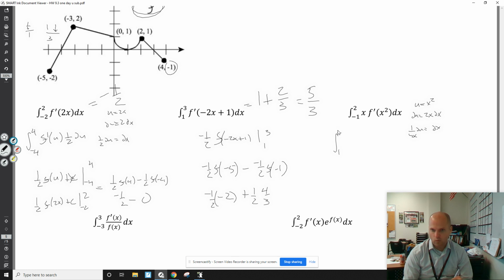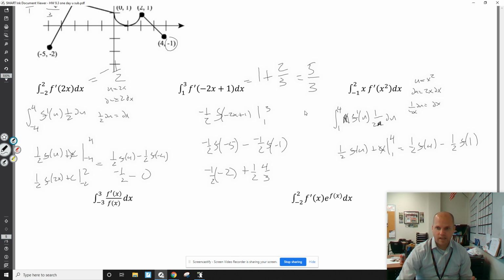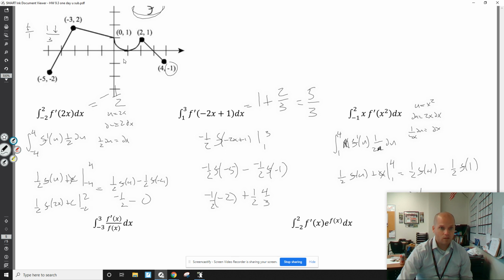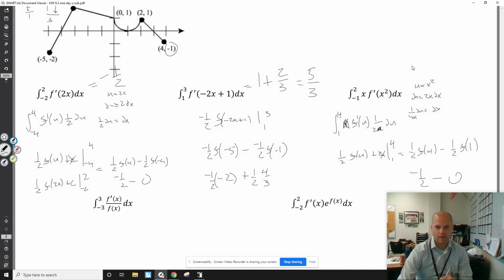Change my bases. It's 1 to 4. X f prime of u, 1 over 2x du. X's cancel. 1/2 f of u is the antiderivative plus c. Find the change between 1 and 4 because I've changed my bases. The c goes away, turns into 1/2 f of 4 minus 1/2 f of 1. F of 4 is -1, so this is -1/2. F of 1 is 0, so this is also -1/2.